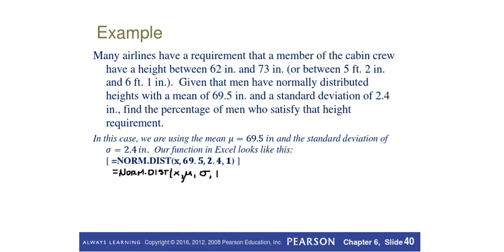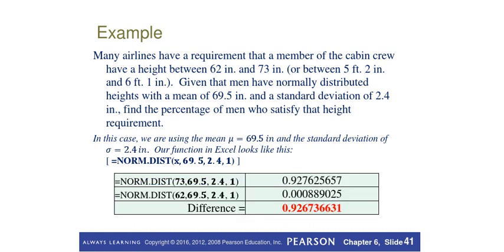And I chose 1. 1 stands for true, although you could type in true as well into your command in Excel to get this. So this is the way I did it when I entered this in Excel. My higher height, X, was 73 inches. The mean was 69.5, 2.4 inches, into 1. That gave me a probability of 0.9276 and a bunch of other digits right here.